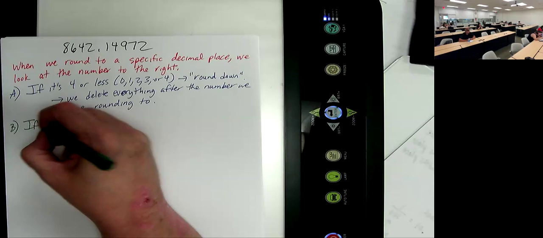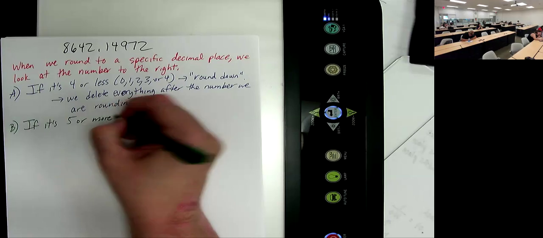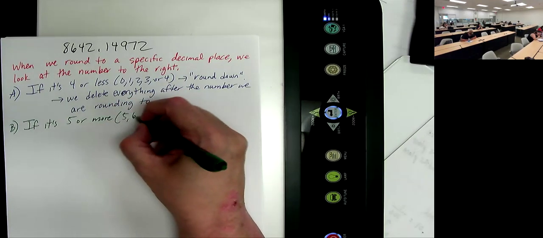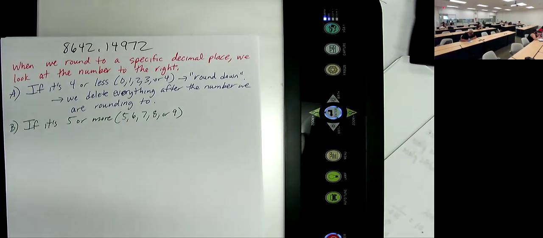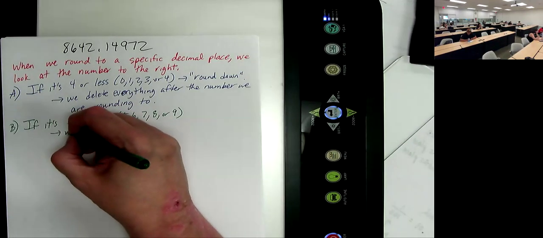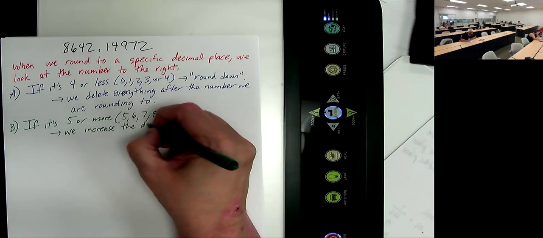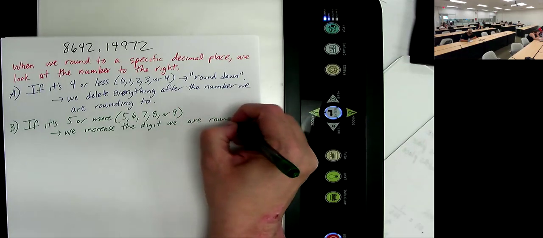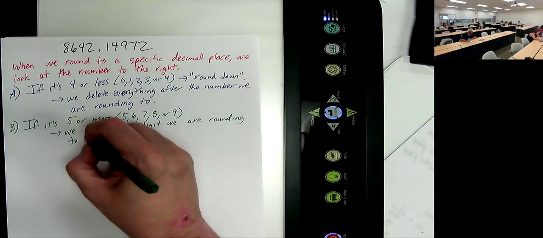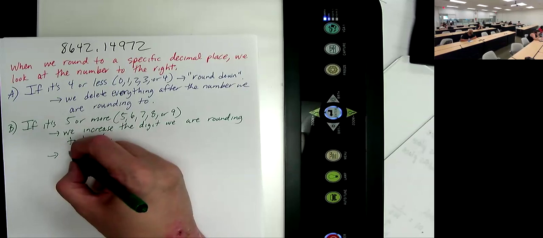If the number to the right is 5 or more, as in 5, 6, 7, 8, or 9, step 1, we increase the digit we are rounding to by 1. And then we chop off everything after it.